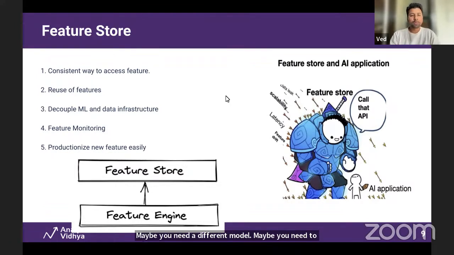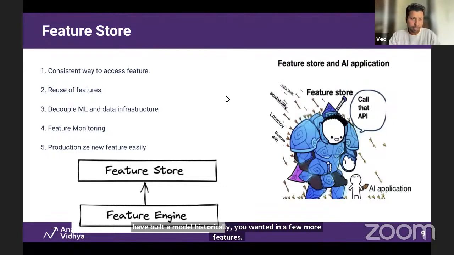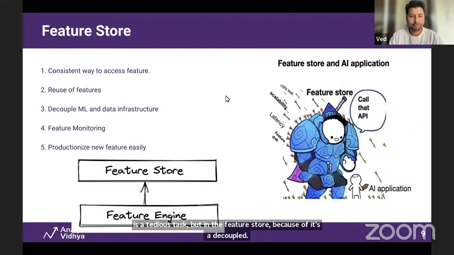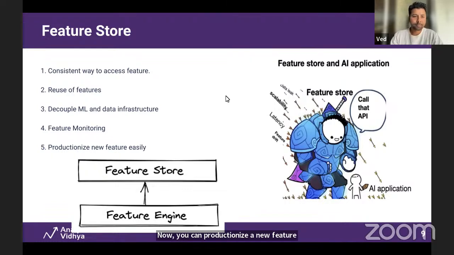Fifth is productionizing new features. For example, you have built a model, and historically, if you wanted a few more features, it was a tedious task. But in the feature store, because it's decoupled, now you can productionize a new feature very easily. So we have talked about the feature store. Feature store sits on the feature engine.